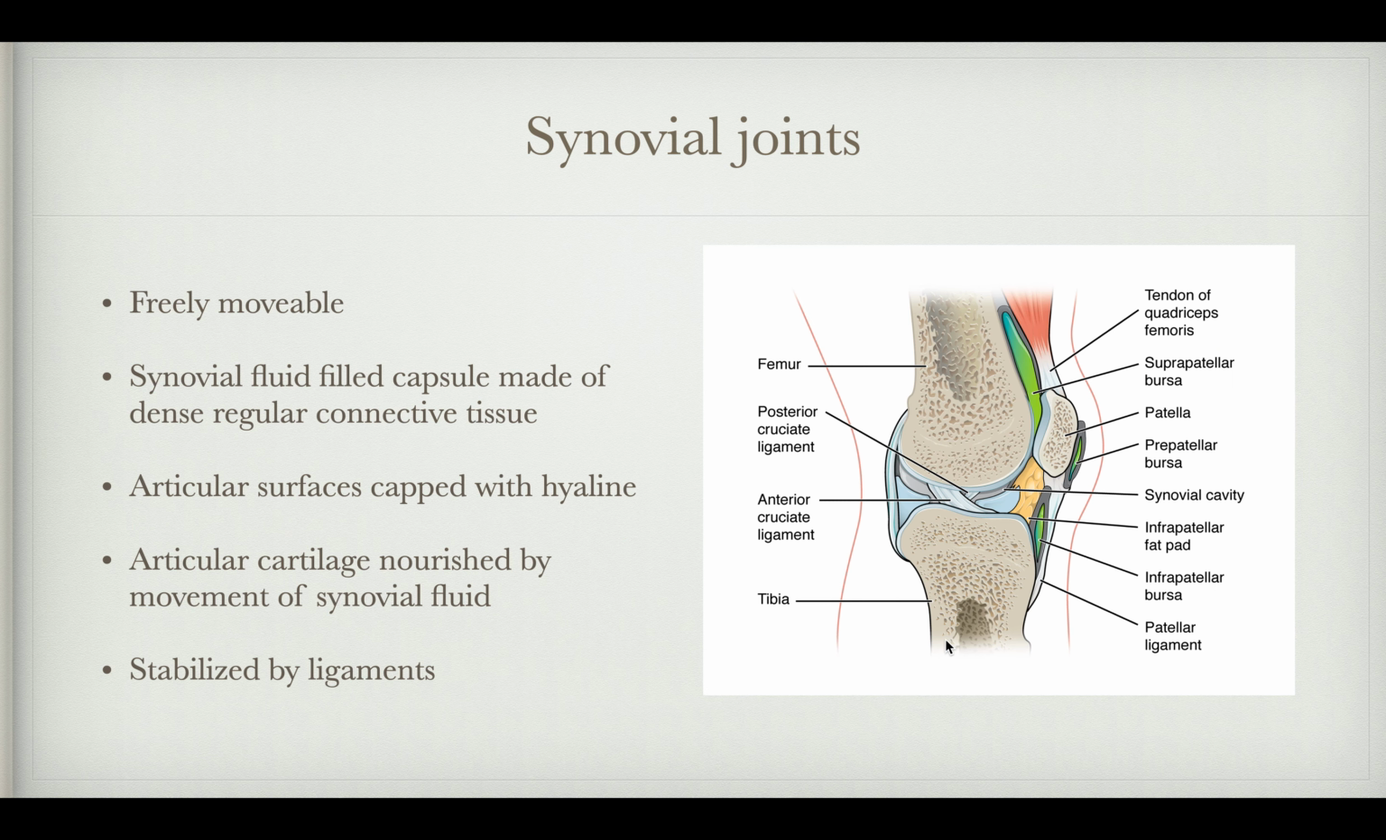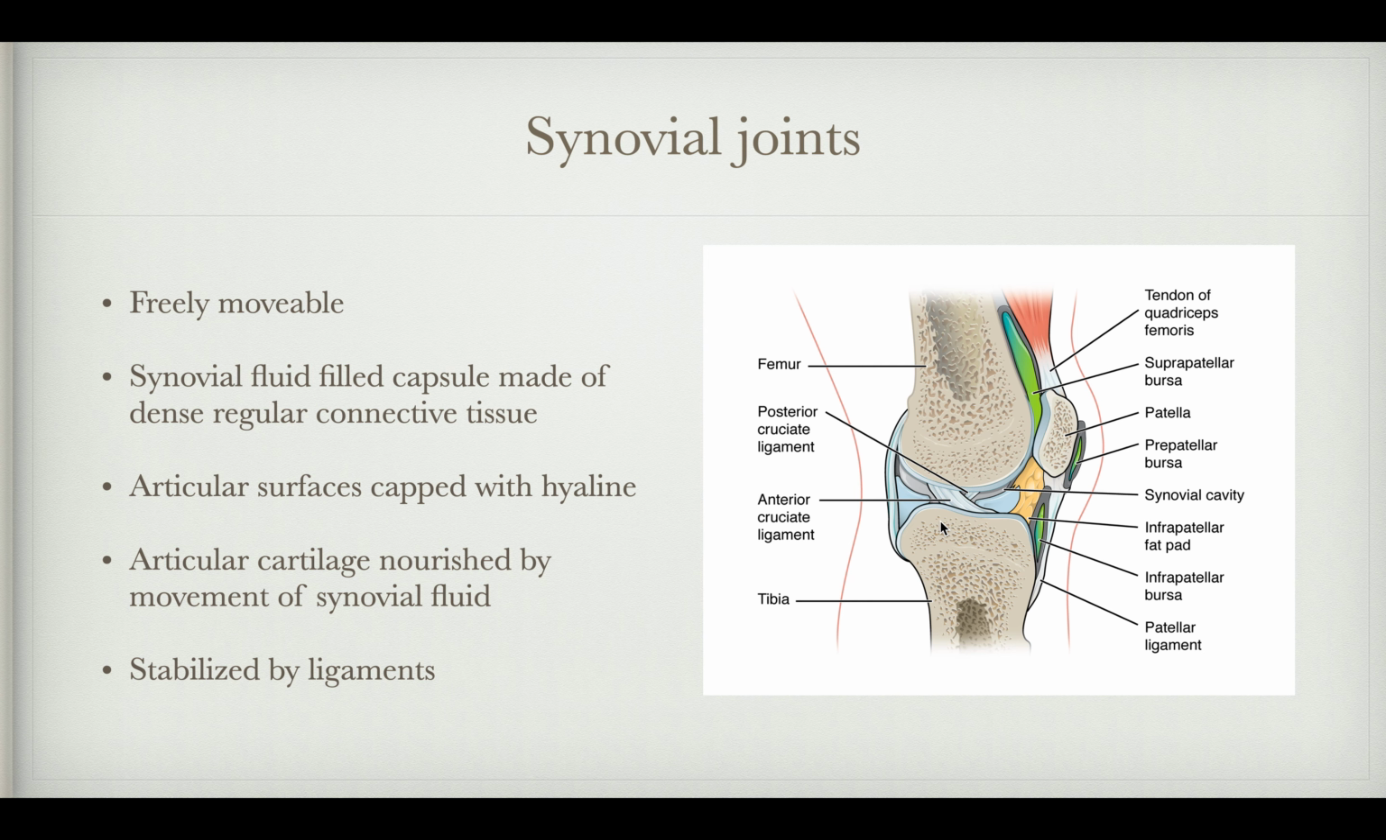Synovial joints are freely movable, and they contain a fluid-filled capsule, and the capsule itself is made out of dense, regular connective tissue. The fluid is synovial fluid. It's secreted by the synovial membrane that lines the inside of the joint capsule, and the articular surfaces are capped with hyaline cartilage, like right here and right here.